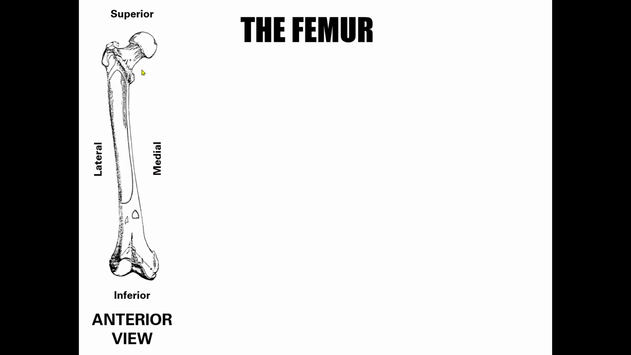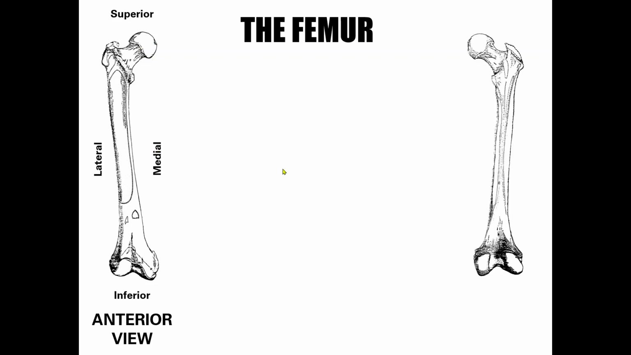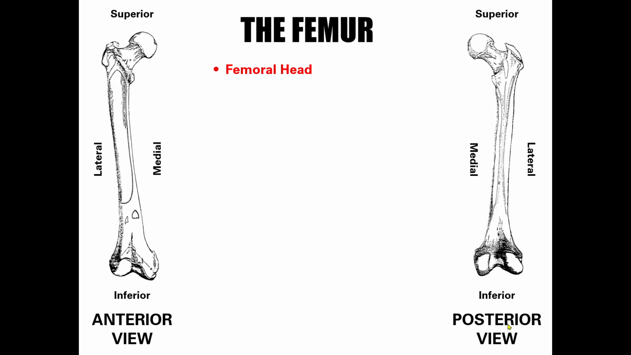And you know it's the medial side because the femoral head, which forms the hip joint with the acetabulum, is on the medial side. We also have the posterior view, and we have again superior, inferior, medial on the left-hand side of the posterior view, and lateral is the right-hand side. So let's look at the features.